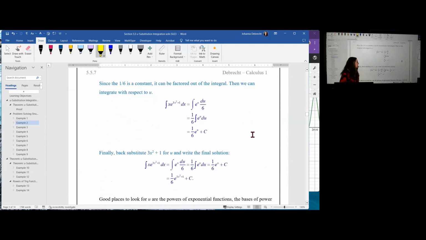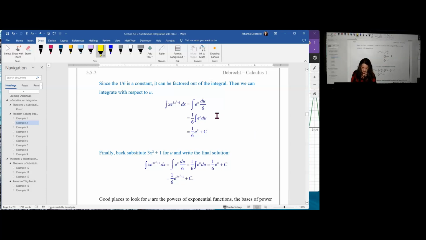Once we pull it to the front, we have the integral of e to the u with respect to u, which can be integrated. The antiderivative of e to the u is e to the u. And we end up with 1/6 e to the u plus the constant of integration. However, it was an indefinite integral in terms of x, so we have to back substitute. Our u was 3x squared plus 1, so in the final result, we replace u with 3x squared plus 1.